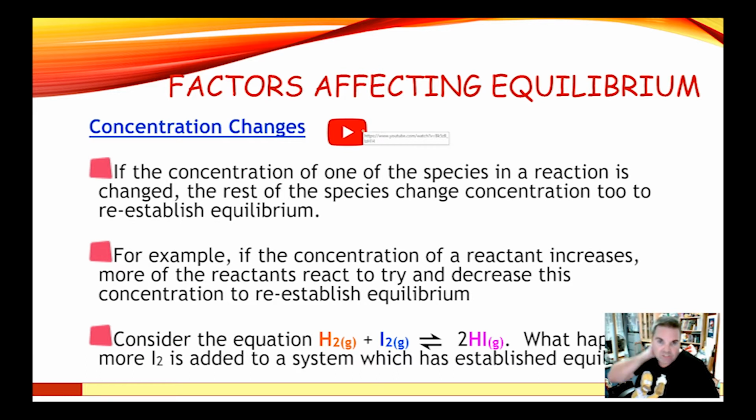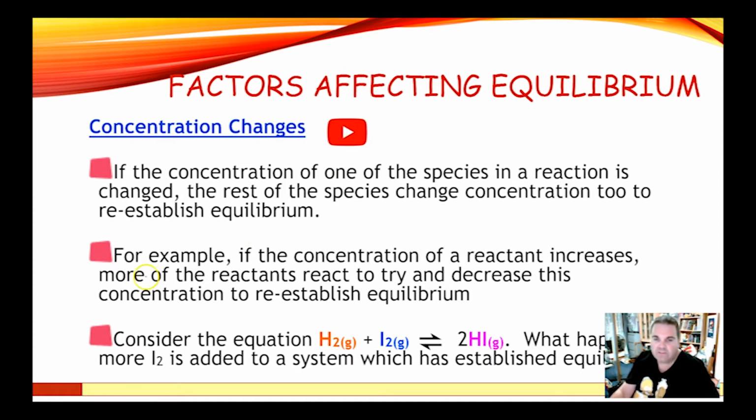So in terms of concentration, if the concentration of one of the species in a reaction is changed, the rest of the species change concentration to re-establish equilibrium. So like I said, it's basically the exact opposite of what you're doing. So if you increase the concentration of a reactant, the equilibrium shifts to try and decrease that concentration. It will do that by doing the forward reaction, using up reactants to form more products, and that'll become pretty clear in a minute.